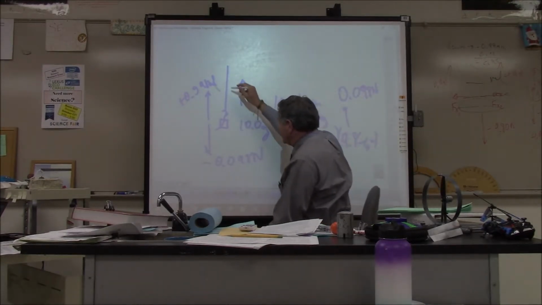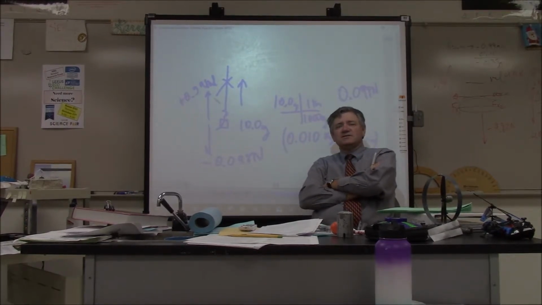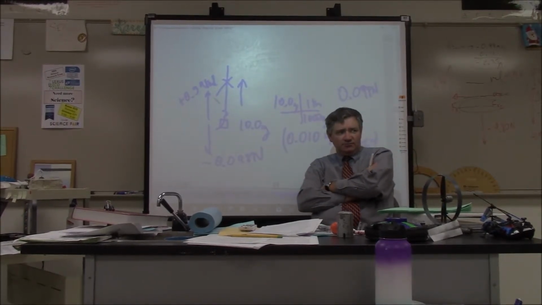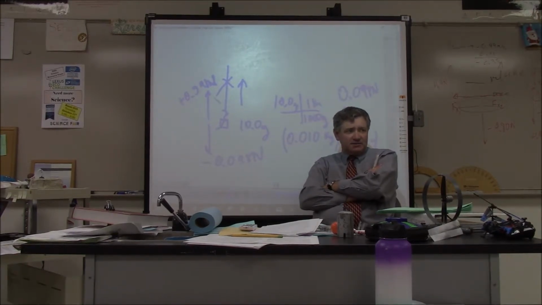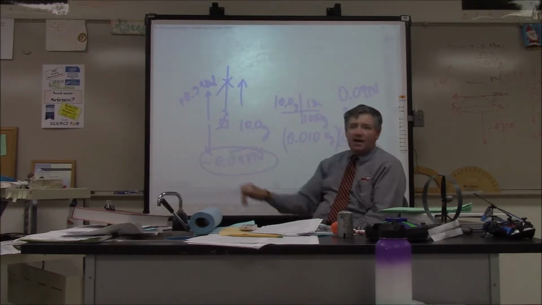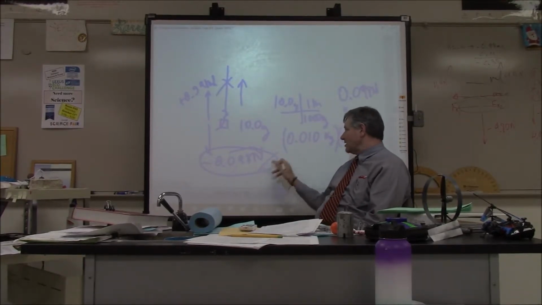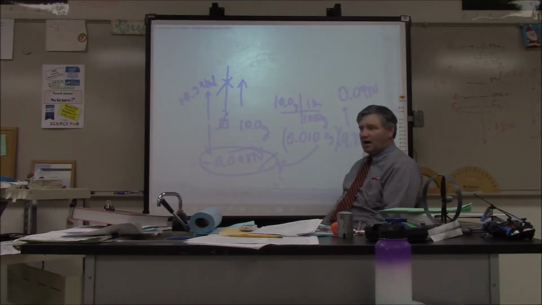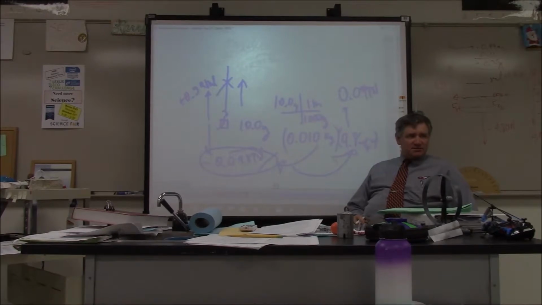Now let's say I go in here and I just cut the string. What's the 10-gram mass immediately going to do? Accelerate downward. At that point, what's the net force acting on the 10-gram mass? Negative 0.098 newtons, because there is no upward force. This is the only force left. If I take 0.098 newtons and divide that by the mass, I'm going to get negative 9.8 meters per second squared.